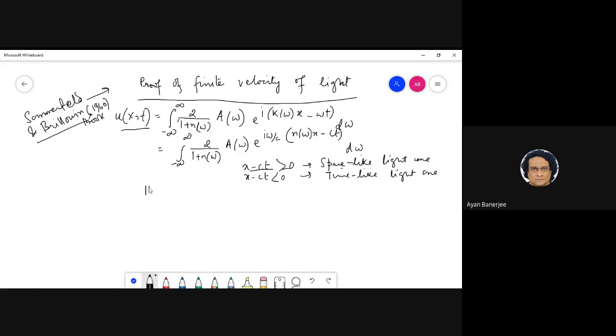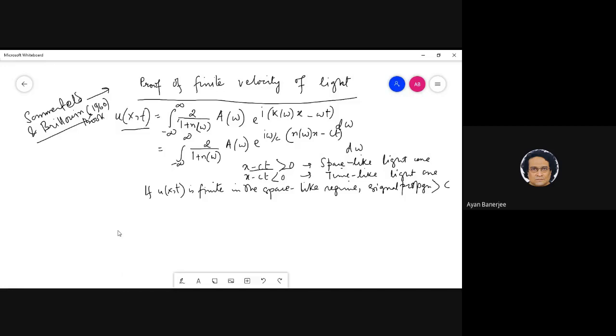Okay, if uxt is finite in the space-like regime, then we know that your signal propagation can be greater than c. This is very crucial.